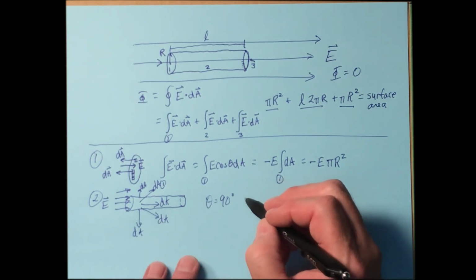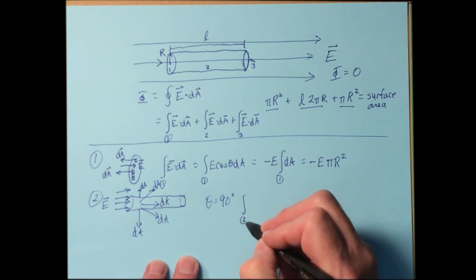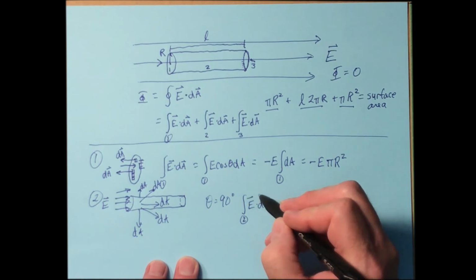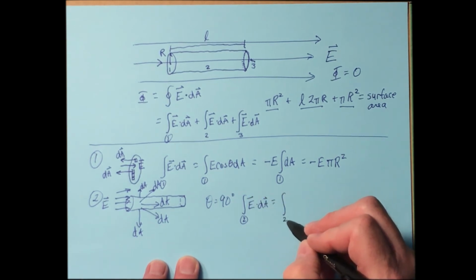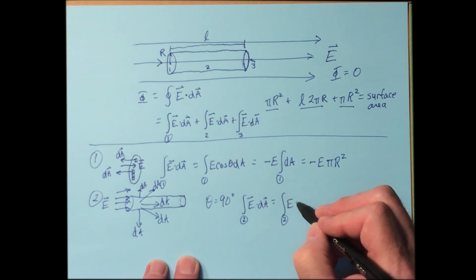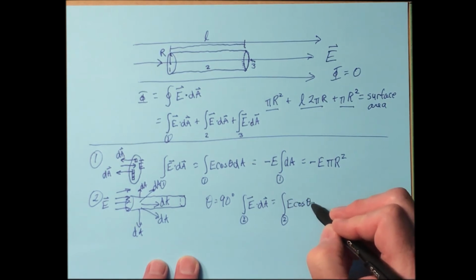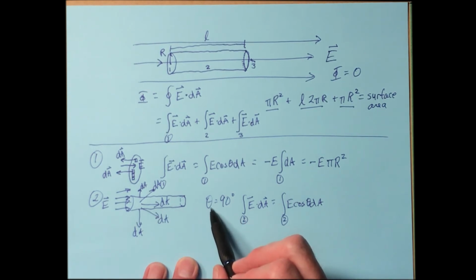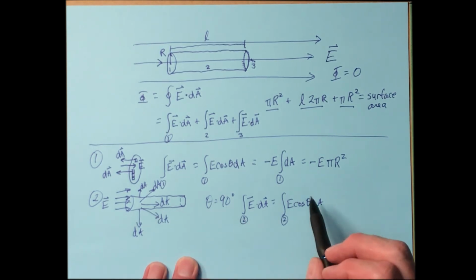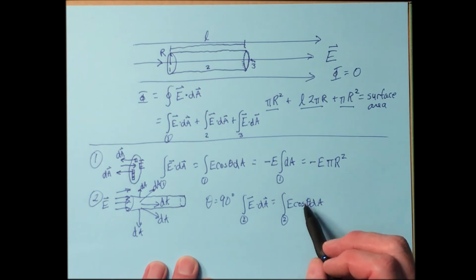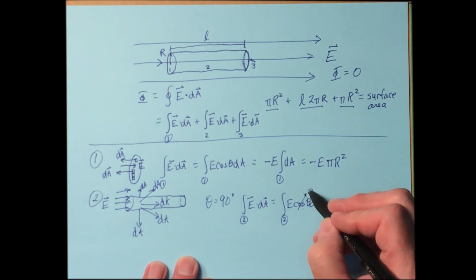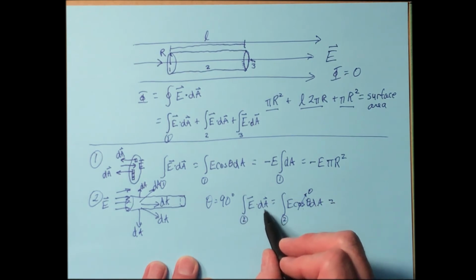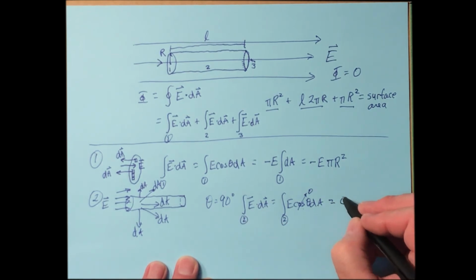So if we try to evaluate this integral over area 2, E dot dA, that's equal to the integral over area 2, E cosine theta dA. So for all of area 2, the angle is 90 degrees. And what's the cosine of 90 degrees? Well, it's going to be 0. So the integral of E dot dA over area 2 is 0.